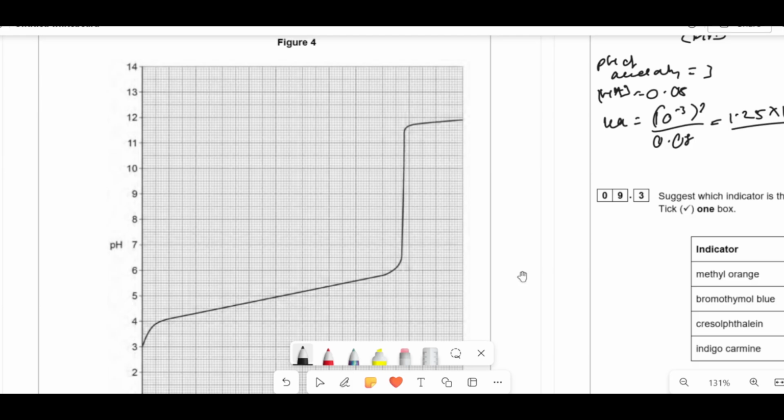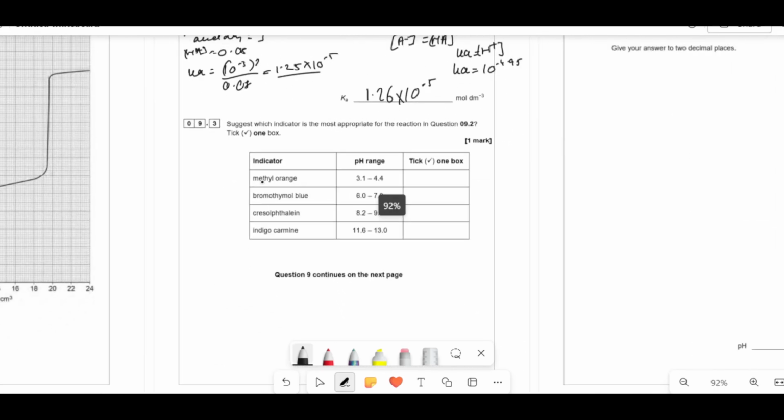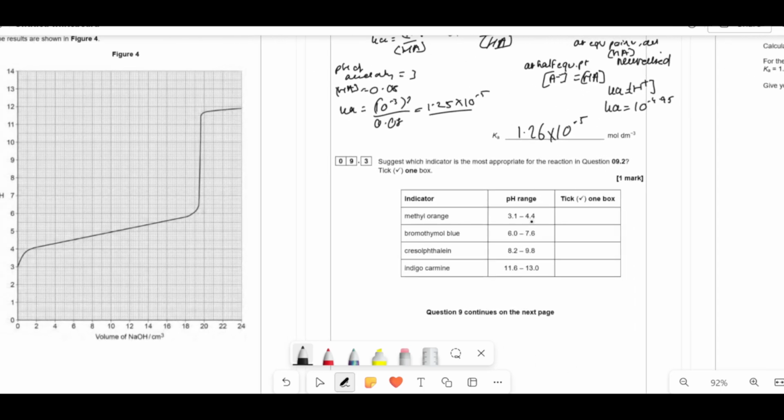So if we look at what options we have, the one that fits this range best, so that's 3 point, that's too low. That's still not very great. That's like from here to here. 8.2 to 9.8. It's kind of like that. That's pretty good. And then what, 11 to 13? Not great. So it's going to be that one.